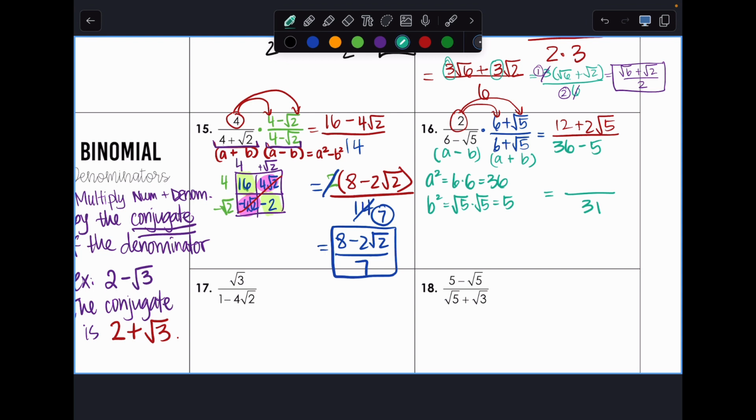31. So I have 12 plus 2 rad 5 in the numerator. Can I simplify with anybody in the denominator? Nope. 31's a prime, so you're done.